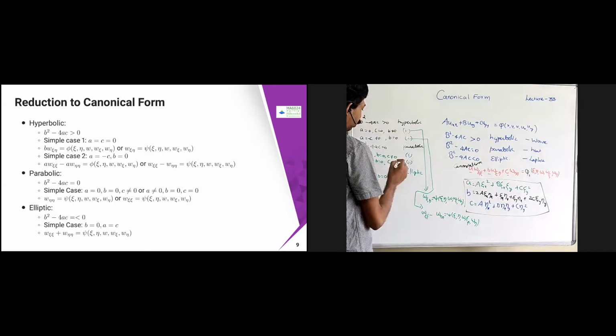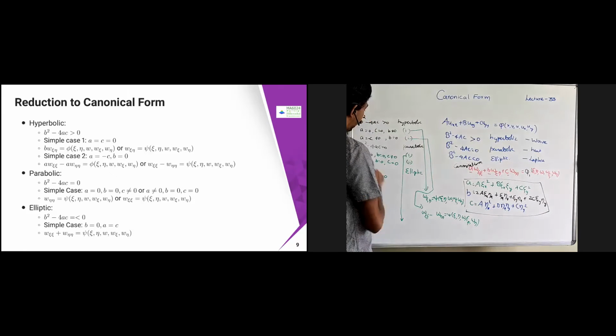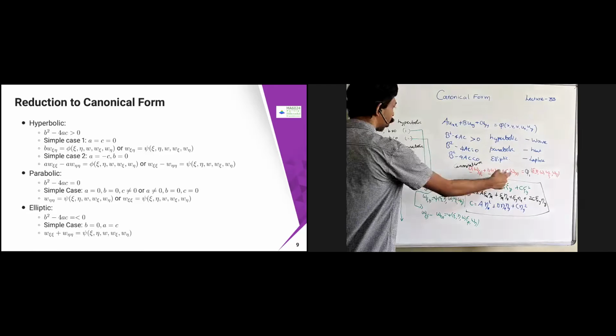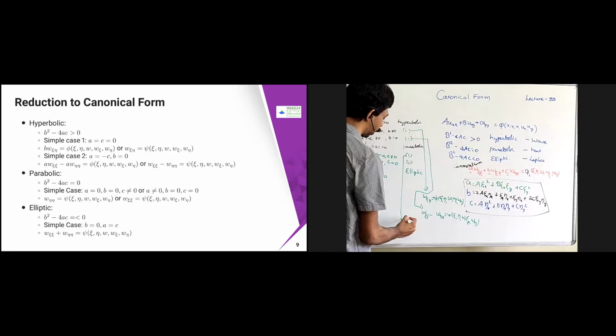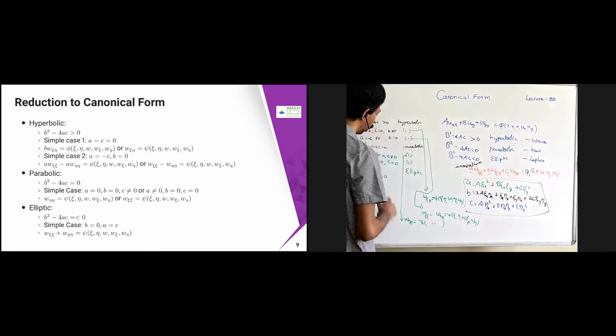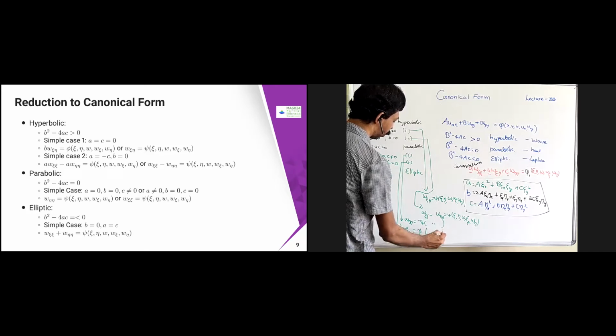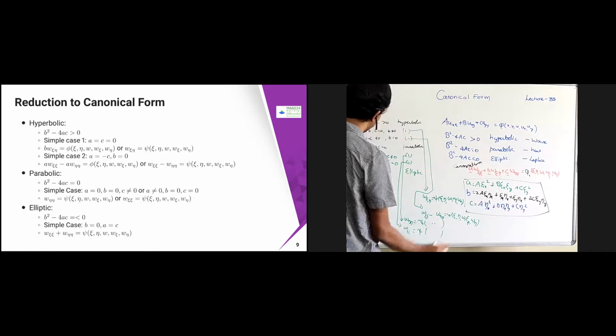Now for this case, I am going to get a equal to 0, b equal to 0, c not equal to 0. So this will become 0, this will become 0, and only this is going to survive. So I am going to get w eta equal to psi, with c going over there. In this case, I am going to get a not equal to 0, so case number 2. Here I am going to get w chi equal to psi, so here it is divided by a, here it is divided by c.